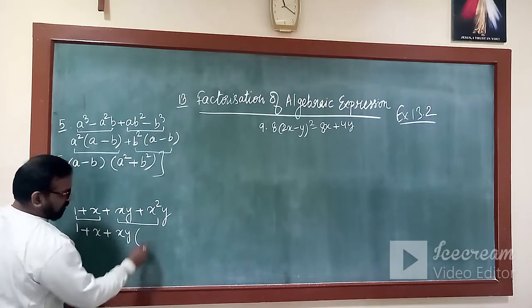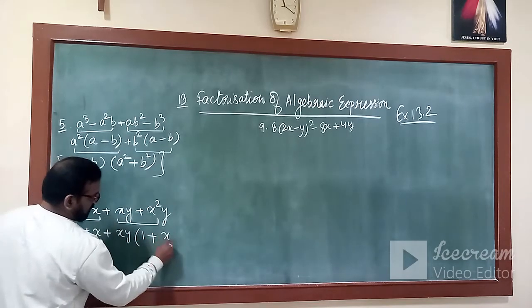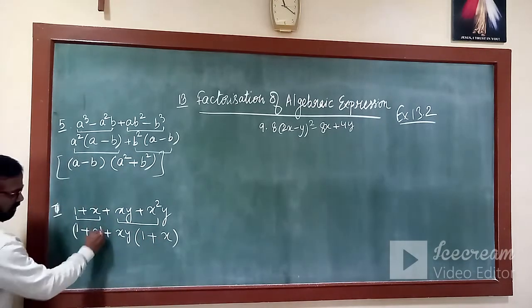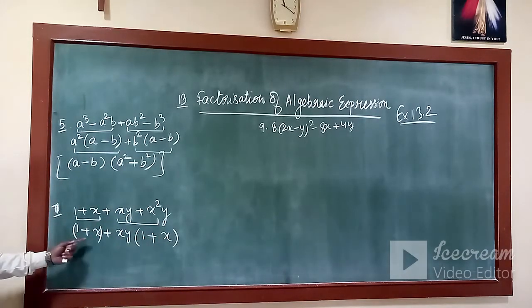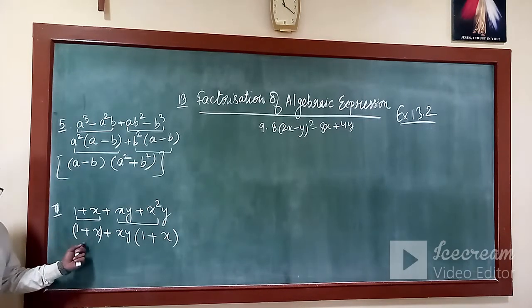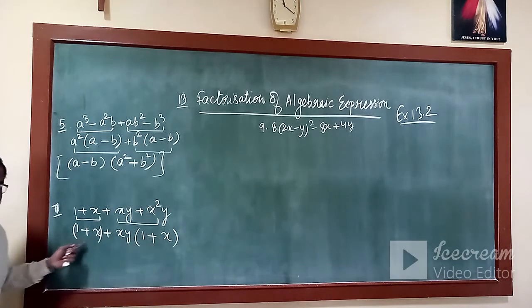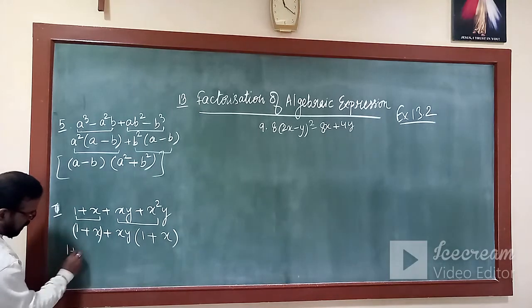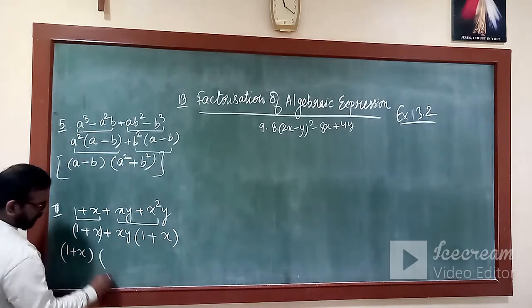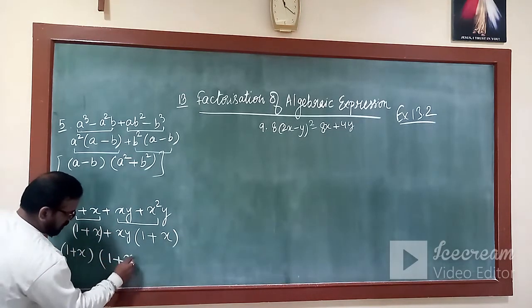So what am I left with? 1 plus x. See, again we have two terms. Now in these two terms 1 plus x is common. So I will take 1 plus x as common. So what is left? 1 plus x.